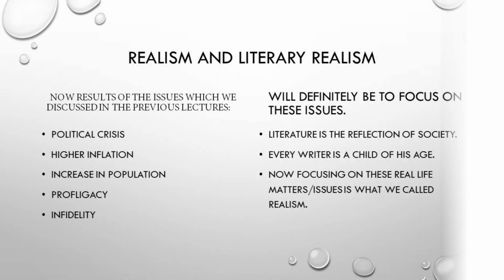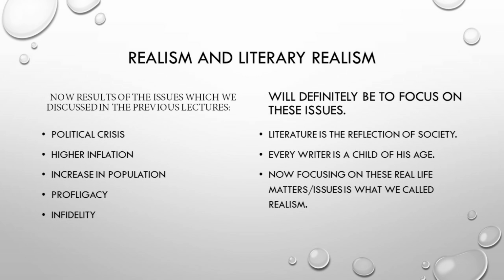Okay, now we are going to talk about realism. The issues which we discussed in the previous lectures, such as political crisis, higher inflation, increase in population, profligacy, infidelity, there were some other issues as well. Now, what will be the result of these issues? The result will definitely be to focus on these issues. It's quite simple because literature is the reflection of society, and every writer is a child of his age.